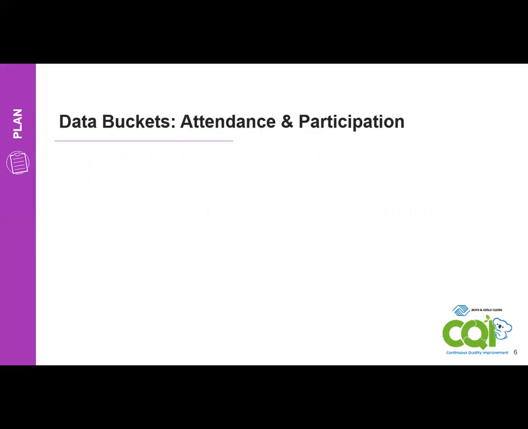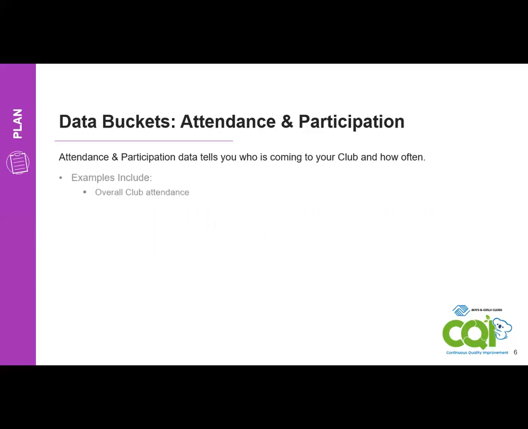Next up, we're going to think about attendance and participation. And attendance and participation is one that is often thought of as straightforward. It tells you who is coming to your club and how often. Generally, what we see is people bring their overall club attendance. They might bring program participation, demographic information, and then some frequency of attendance and retention information.